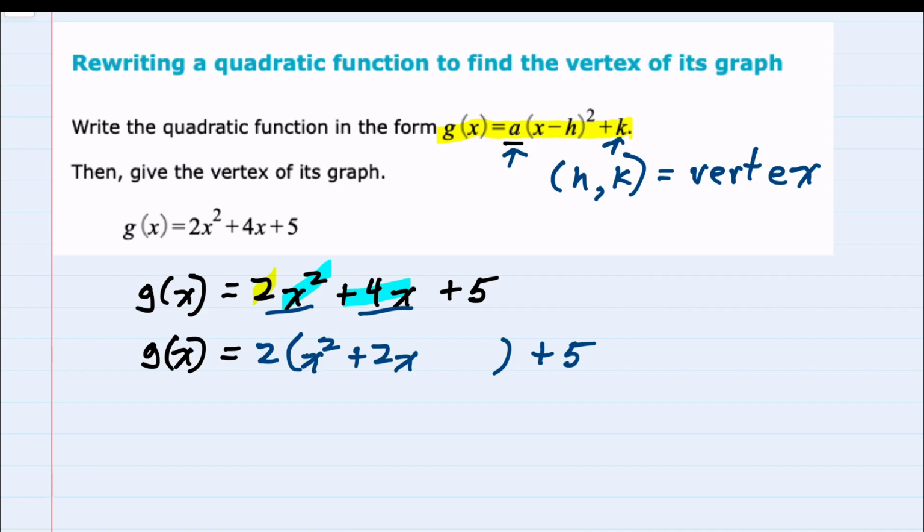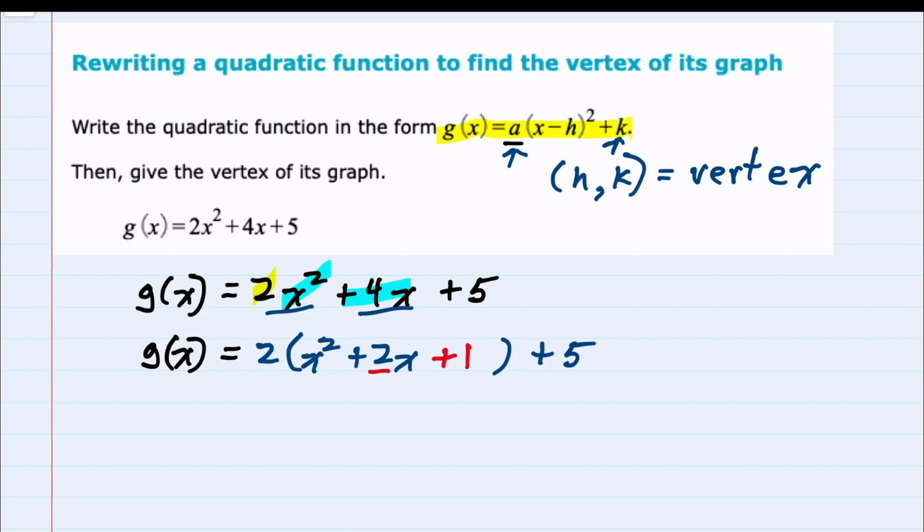Completing the square means I take half of this second coefficient. Half of 2 is 1. Square it. 1 squared is 1. So I want to add 1 inside here. This will make what's inside the parentheses a perfect square.